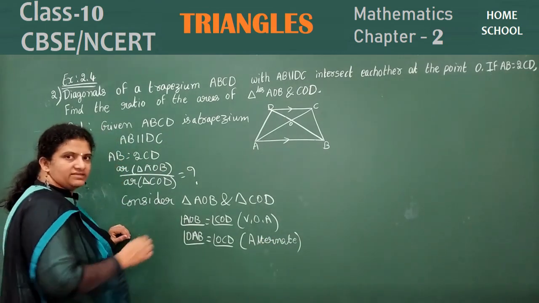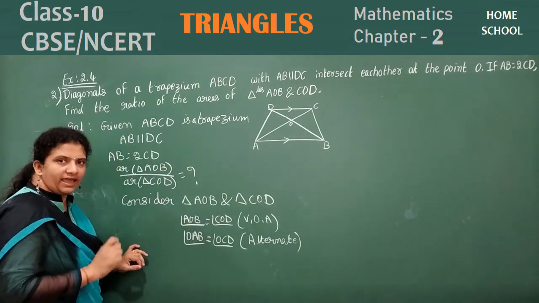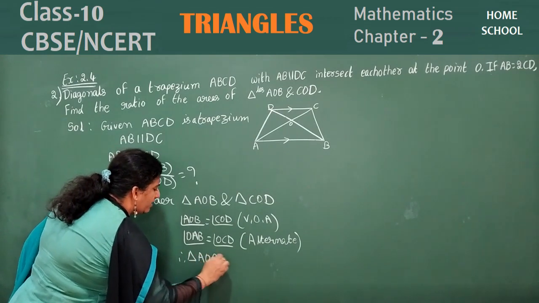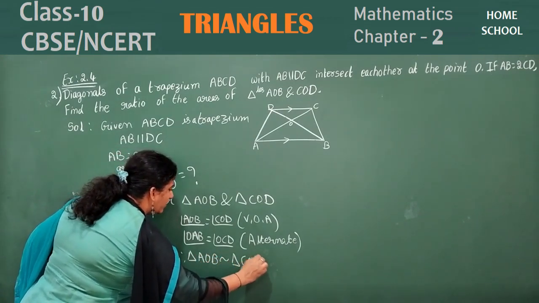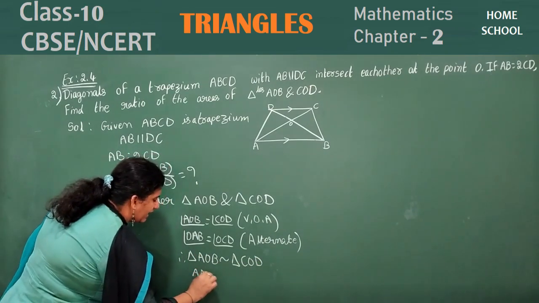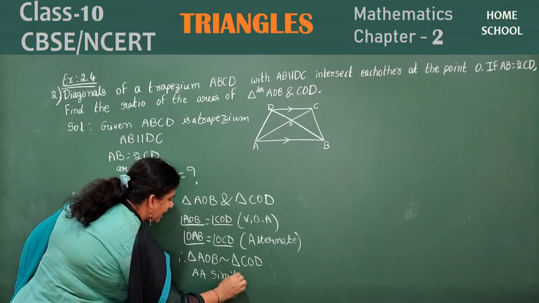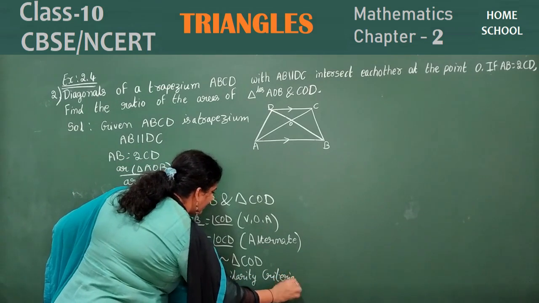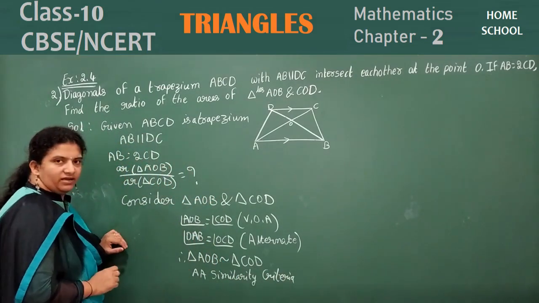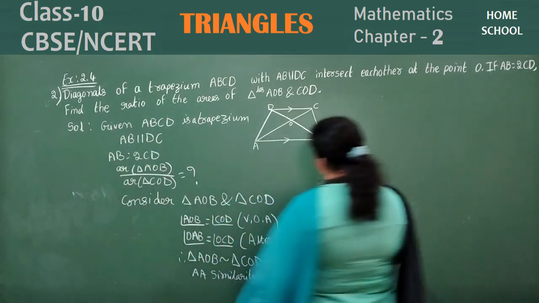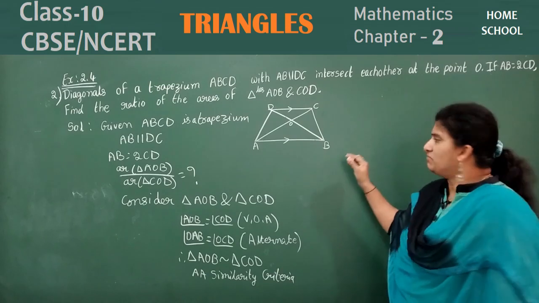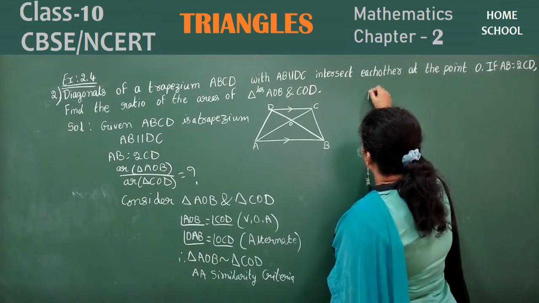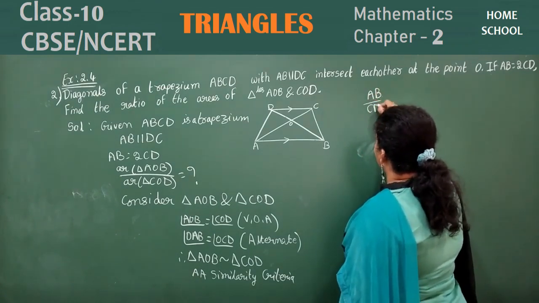I can say that two angles are equal. So, if two corresponding angles are equal, then what can I say, children? Therefore, triangle AOB is similar to triangle COD. By angle-angle similarity criteria, I can say that the two triangles are similar. If they are similar, what do you remember, children? The corresponding ratios are in proportion. So let me write here, let me take the ratio AB by CD.